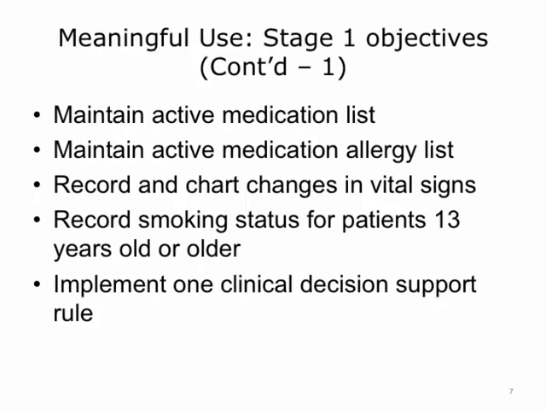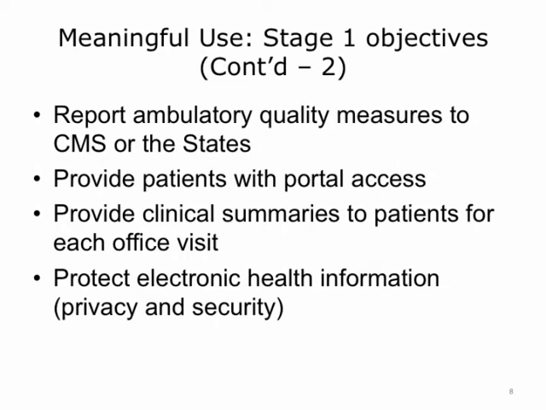Additional objectives are: maintain a medication list, maintain an allergy list, chart vital signs in the electronic record, record smoking status in the electronic record, and implement one decision support rule. More objectives in Stage 1 of Meaningful Use include: report ambulatory quality measures to CMS or to states, provide patients with portal access, give clinical summaries to patients for each electronic visit, and protect the data in the systems.